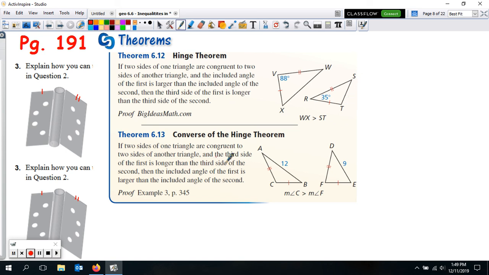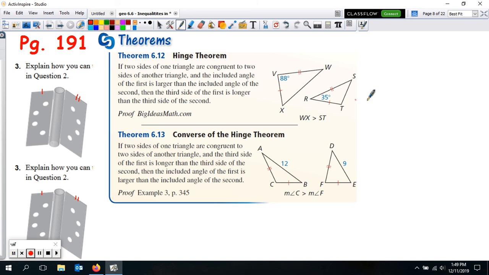Now there is a converse to that, which is again reversing this. So again we have these two sides here. So CB is congruent to FE, and this AC is congruent to DF. And it shows you here this side AB is 12 and this one here is 9. So it's going to tell you that angle C is going to be greater than angle F. That's all it is. So it sounds kind of tricky, but it really isn't that difficult at all.